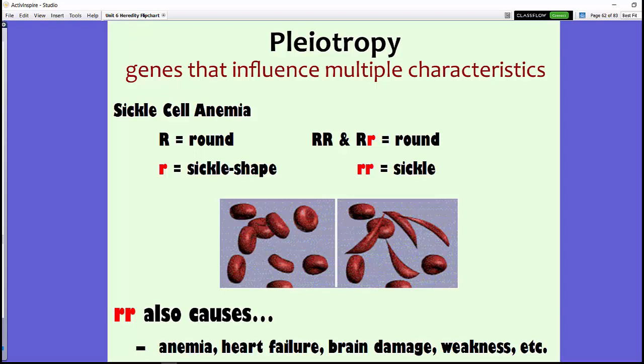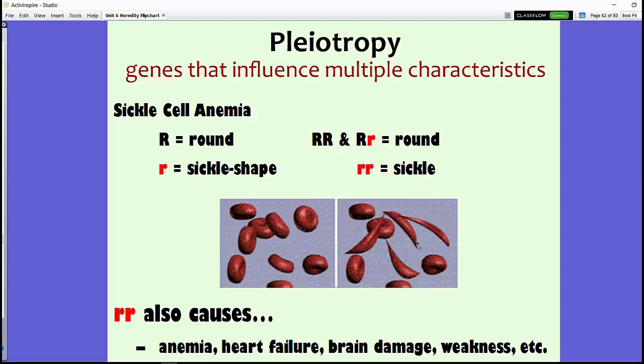We also have something called pleiotropy. This is where a single gene influences multiple characteristics. Typically, in this example we have here, we have the shape of our blood cells, our red blood cells specifically. Sometimes our red blood cells can have a sickle shape. And the sickle shape that you see here in this picture is actually a disease called sickle cell anemia.